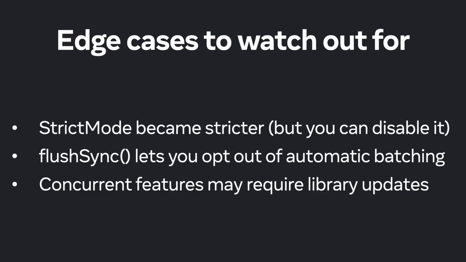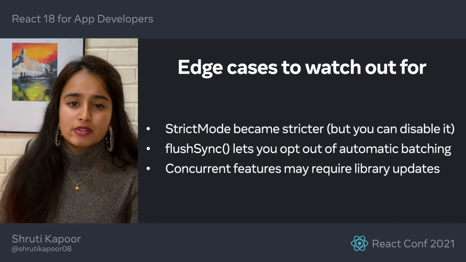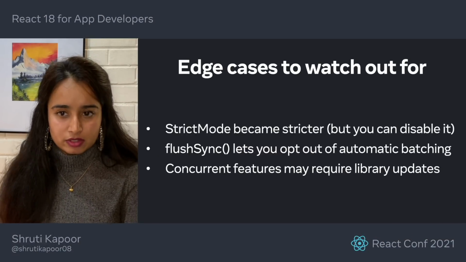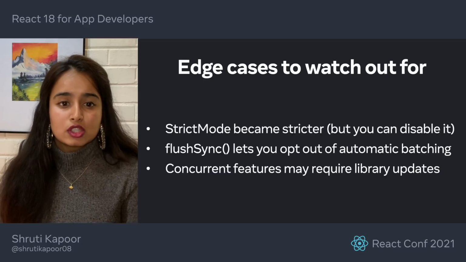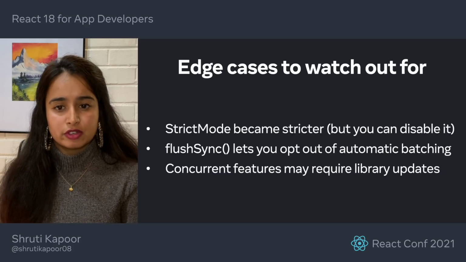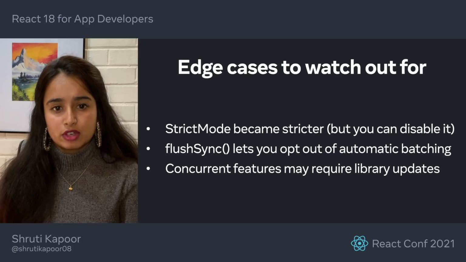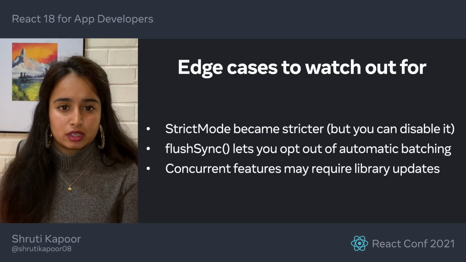Automatic batching should work fine for most apps as well. However, if there's a specific component that expects state updates to be flushed synchronously, you can use an API called flushSync to disable automatic batching for that update and force the old behavior. Finally, note that if you're using third-party libraries, especially for state management, they may not yet all be compatible with concurrent features. So if you want to use a concurrent feature like useDeferredValue, you might need to wait for a third-party library to update to support it.